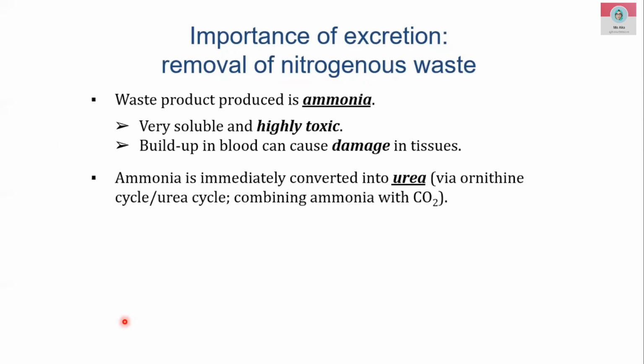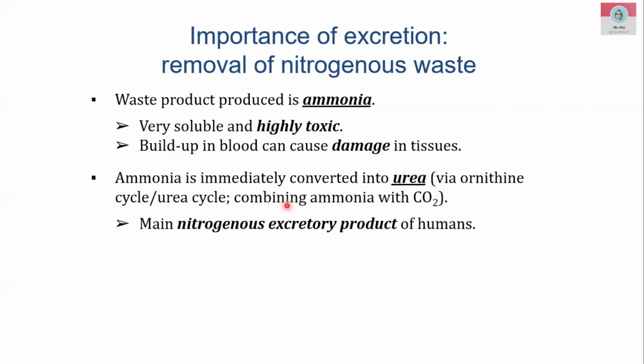After going through deamination, the waste product is ammonia. Now the problem with ammonia is that it is highly toxic. Any buildup of ammonia in our blood can cause damage to our tissues. So the ammonia will be immediately converted to urea. This is through the process of the ornithine cycle or the urea cycle, where we combine ammonia with carbon dioxide.